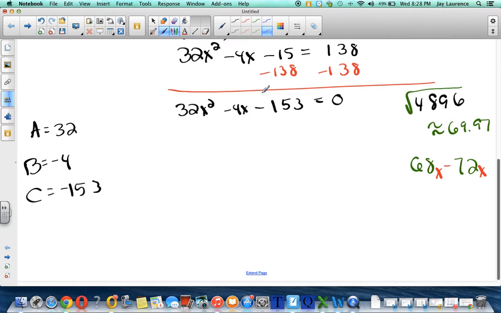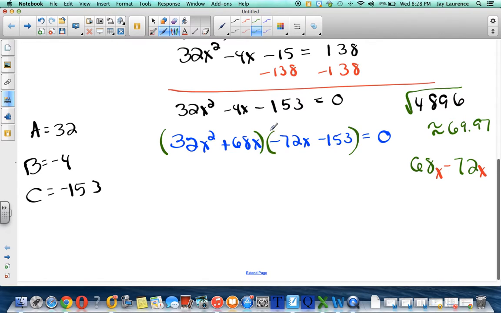Anyway, so now I'm going to rewrite this trinomial as a 4-term polynomial, 32x squared, and I'll have a plus 68x and a minus 72x and a minus 153. Now I know some of you are freaking out going, I don't know, there's a GCF there. Well, let's work smart and not hard. Let's assume there is. There's obviously a negative 1, but there's probably more than that. But let's see what happens here.